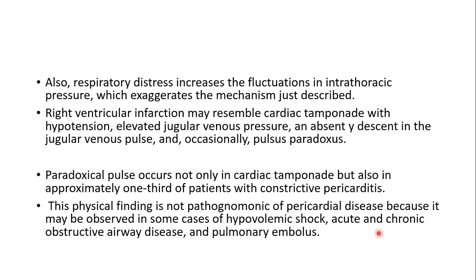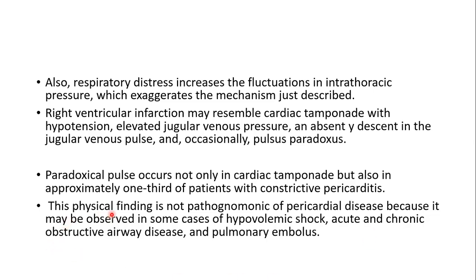Okay, so right ventricular infarction may resemble cardiac tamponade, with hypotension, elevated jugular venous pressure and absence of the wide descent in the jugular venous pulse, and occasionally pulsus paradoxus. And pulsus paradoxus occurs not only in cardiac tamponade, but also in approximately a third of patients with constrictive pericarditis. So it's much more prominent in cardiac tamponade, but it can also be found in just about a third of constrictive pericarditis patients.